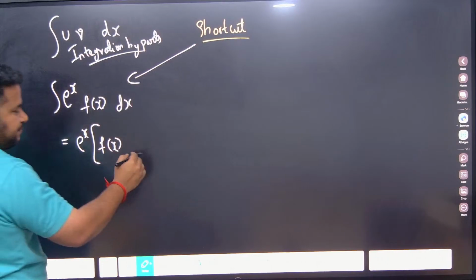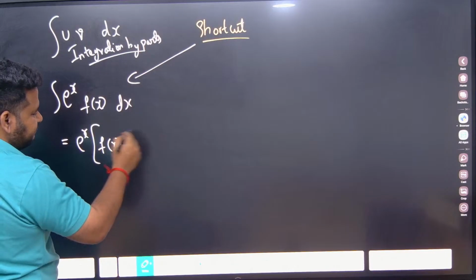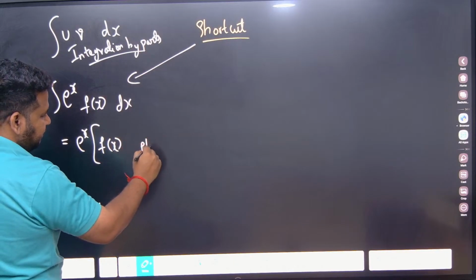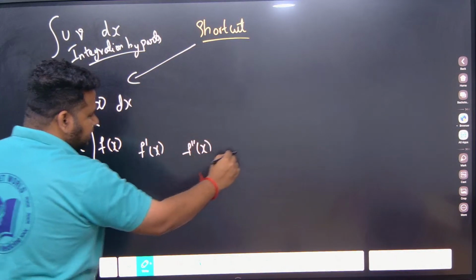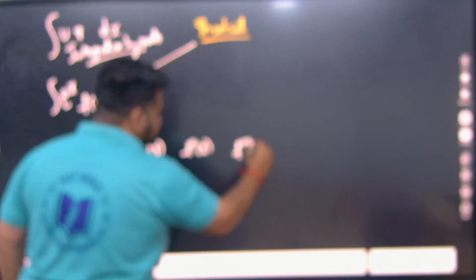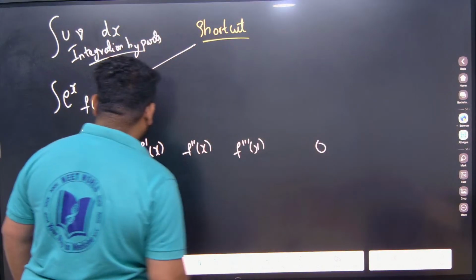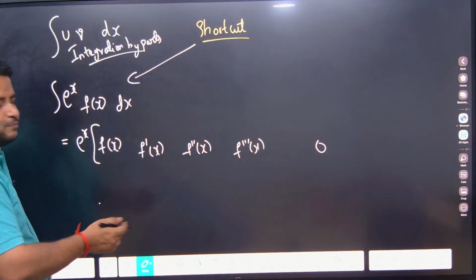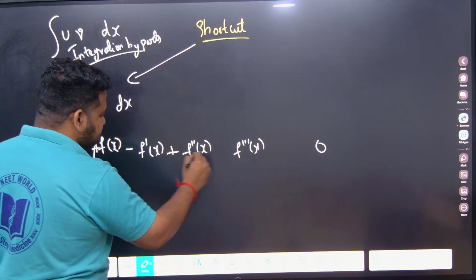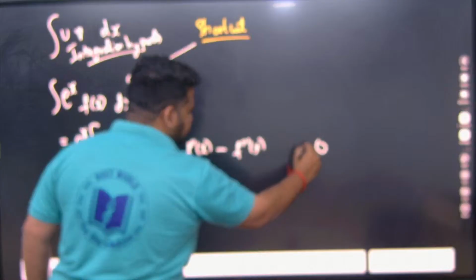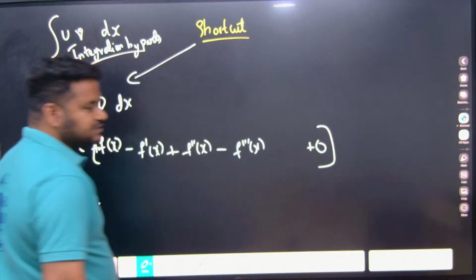From the next step onwards, keep on differentiating f of x till you get 0. You write f dash of x, then f double dash of x, then f triple dash of x, and it goes on up till 0. What about the signs, plus or minus? The first term will be plus, then alternately minus, plus, minus, and it goes on like this.